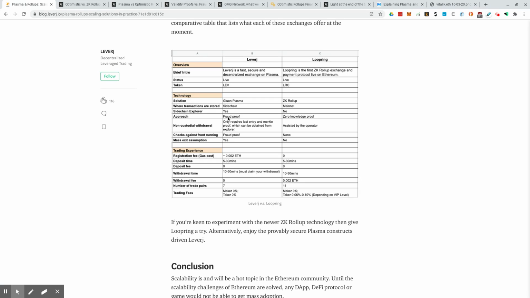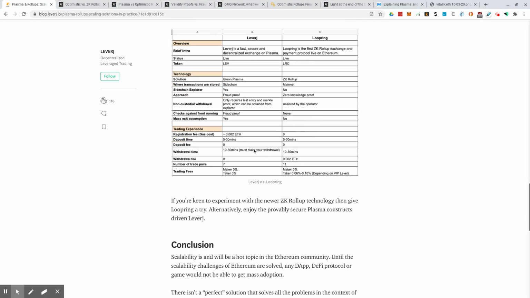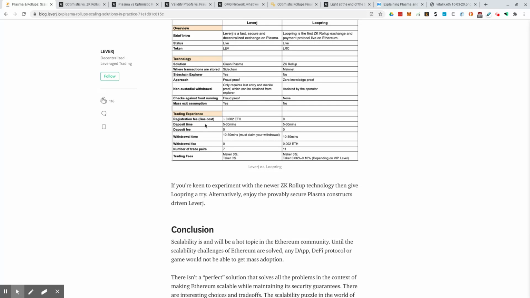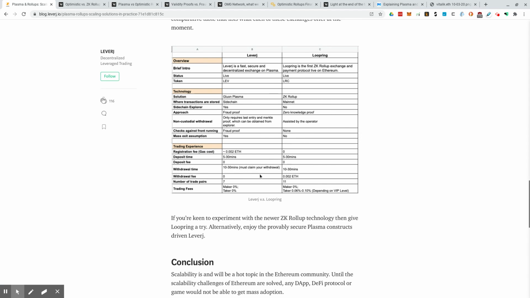Leverage A obviously has its own side chain explorer because it has its own chain. It uses fraud proof for prevention of fraud, and zero knowledge proof for the prevention of fraud on Loopring. And it has down here the costs involved and the deposit times. We're going to get a little bit deeper into the withdrawal aspect, because with optimistic rollups there is something that Vitalik had brought up just a few days ago about the time it must take to withdraw from an optimistic rollup transaction versus a ZK rollup transaction. So this gives you a basic idea of the difference between a Plasma chain and a ZK rollup transaction between Loopring and Leverage A here.